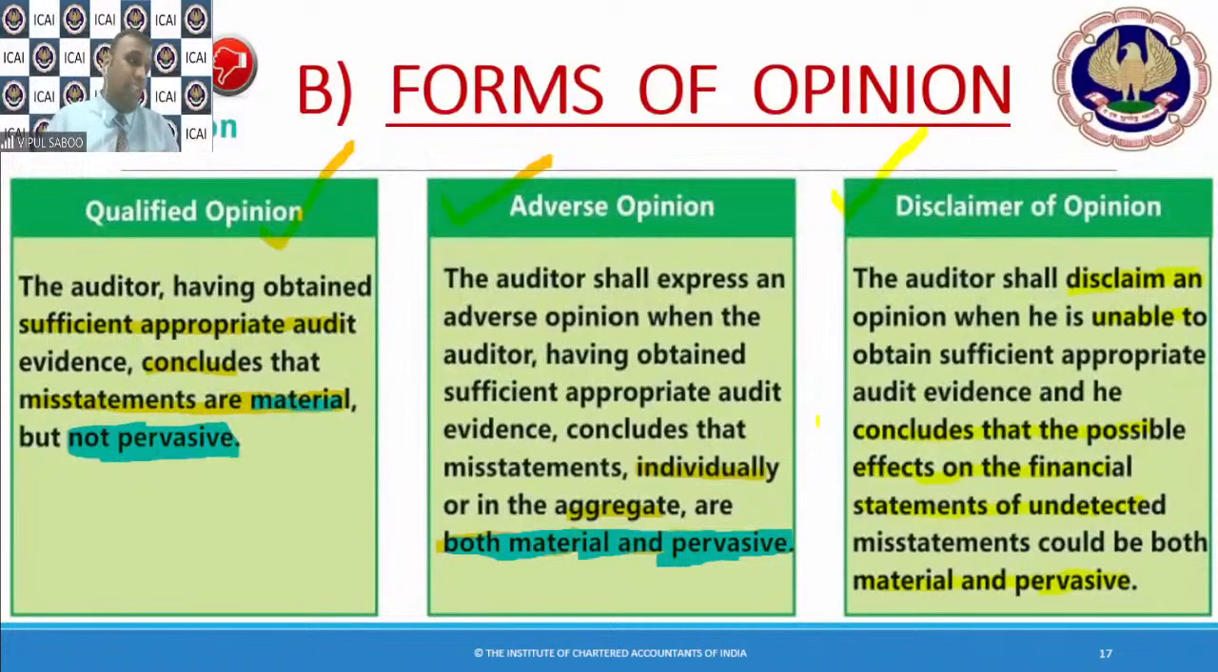When you say in Hindi, palla jhad lena. Just stay away from expressing an opinion because there was a situation when you were unable as an auditor to obtain sufficient appropriate audit evidence.